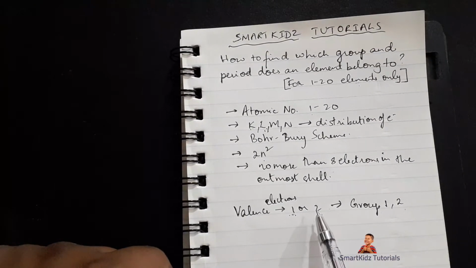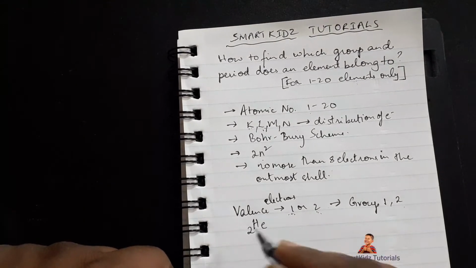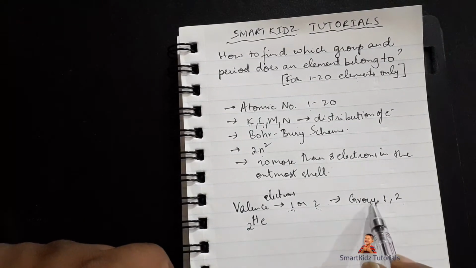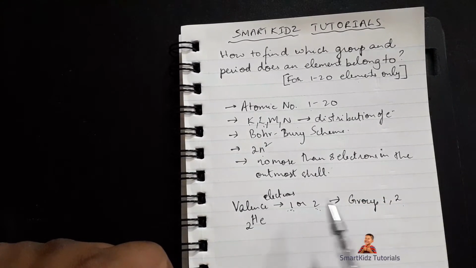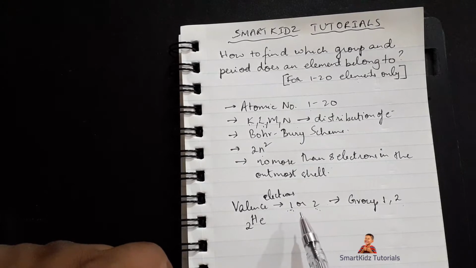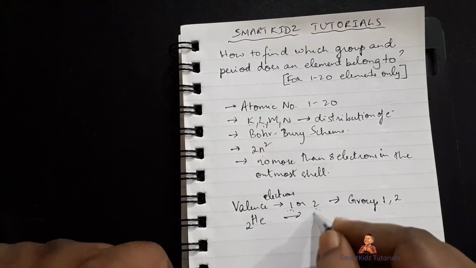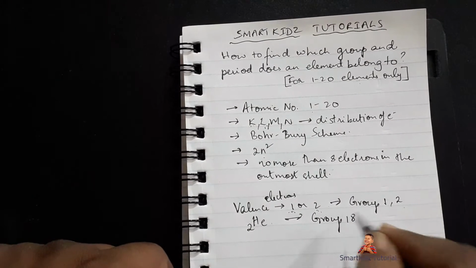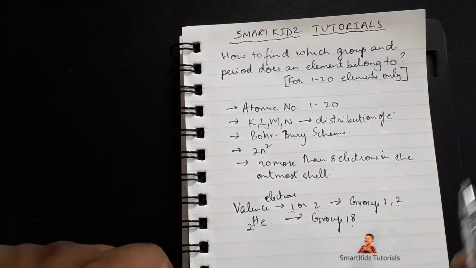However, in this case you need to know one more thing, just in case of helium. Helium has atomic number 2, so it will have 2 electrons in the K shell, and that becomes its outermost shell. In that case, it does not belong to group 2, because it forms a stable configuration, as this shell is completely full. That is why it belongs to group number 18. Otherwise, the rest all will follow this trick.